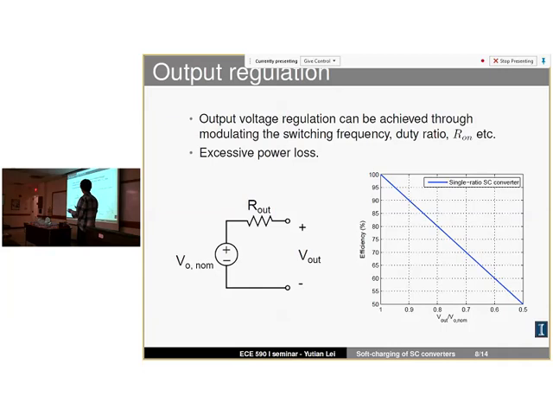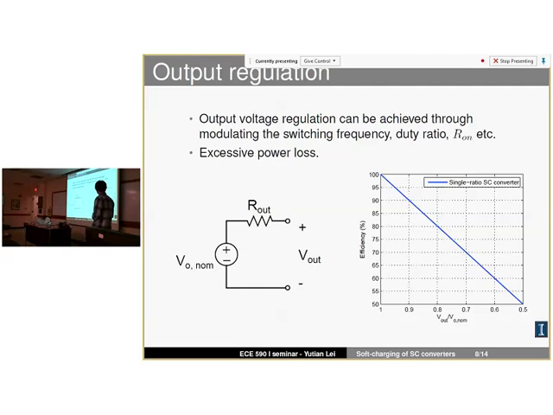You can do all sorts of things, like changing the modulation, the switching frequency, changing the duty ratio, changing the RDS on of the switch, but all these will create excessive power loss. They are all the same. They just increase this resistance. It's just like a linear regulator.